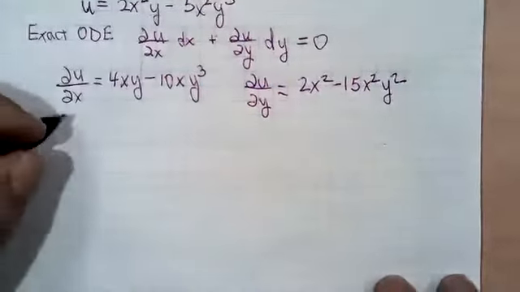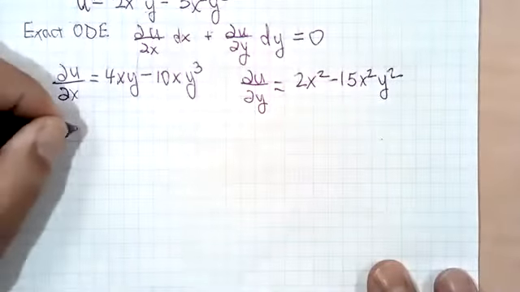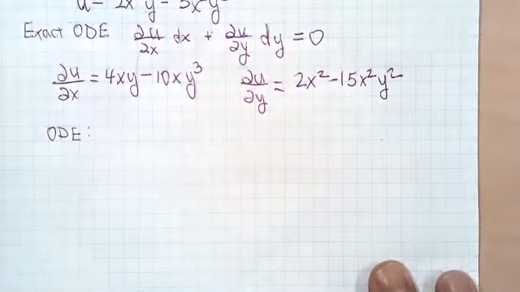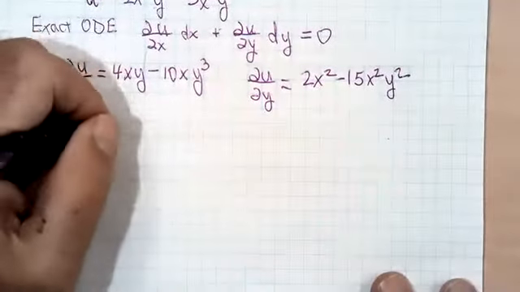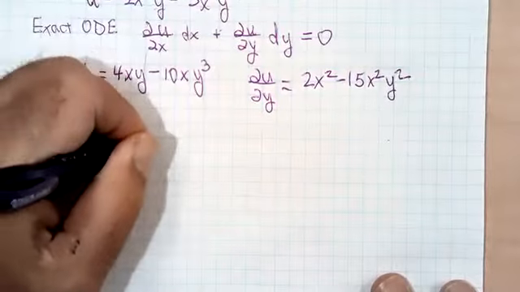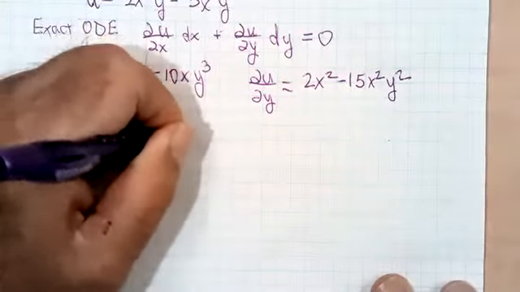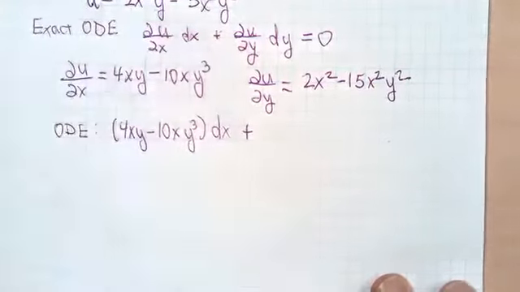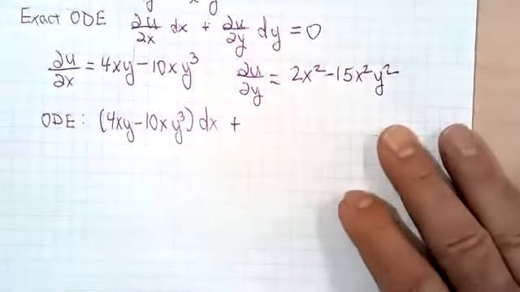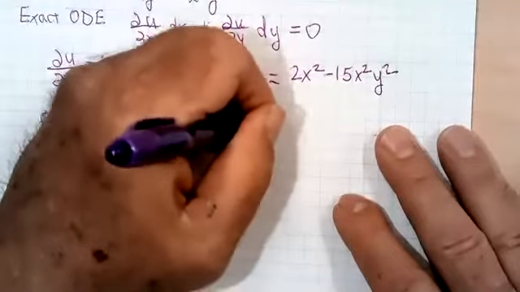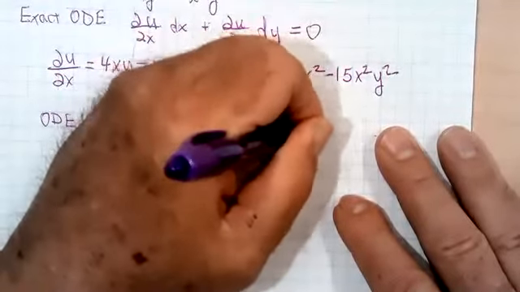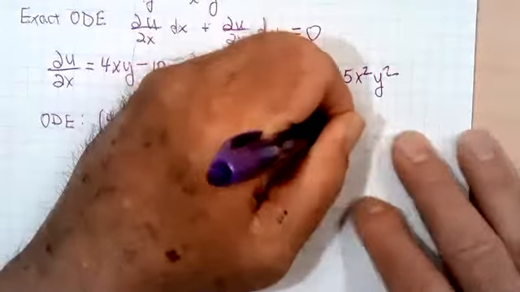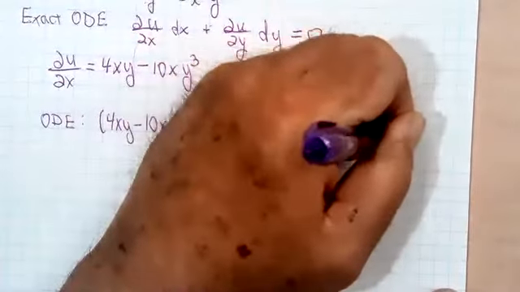And now the ODE that we're thinking of is this one. You take the partial of u with respect to x, 4xy minus 10xy cubed dx, plus the partial of u with respect to y, 2x squared minus 15x squared y squared dy, and set it equal to 0.